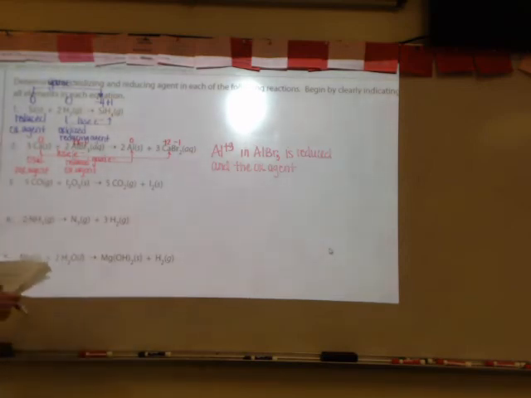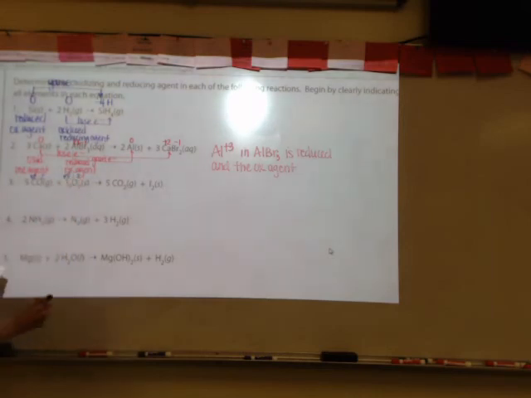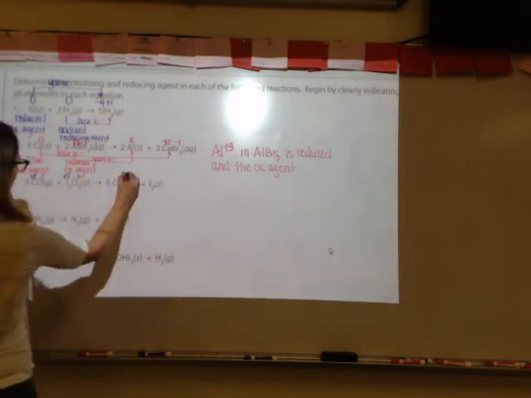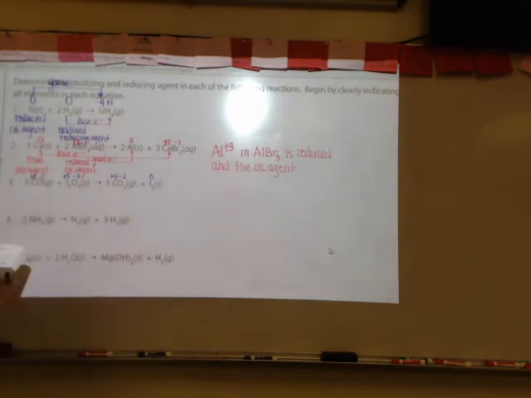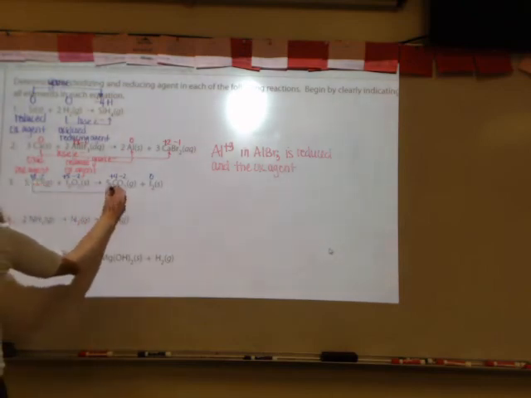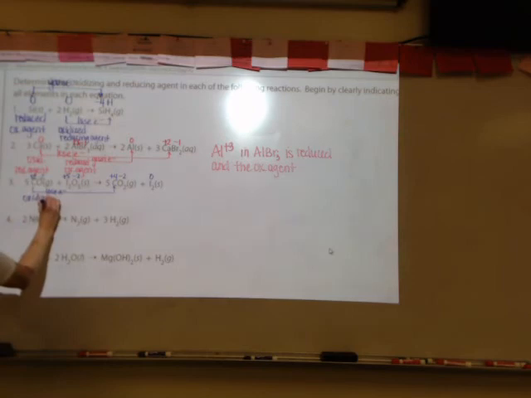Number 3, we have oxygen in CO is a -2, carbon is a +2. Oxygen in I2O5 is a -2, iodine is a +5. In CO2, oxygen is a -2, carbon is a +4. And then in I2, that's elemental form, so it's 0. Carbon went from a +2 to a +4. So this is losing electrons. So that means that this is oxidized. The CO is oxidized, okay?